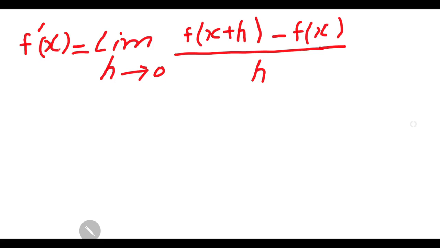So first of all, state the definition of the derivative from first principles. The formula for finding the derivative of a function f(x) from first principles is given by f'(x) is equal to the limit as h approaches 0 of f(x plus h) minus f(x) over h. Now I'm going to substitute the given function f(x) into the formula.